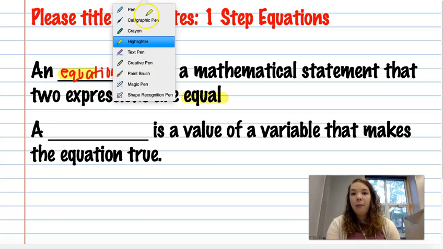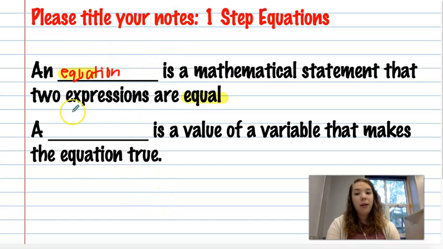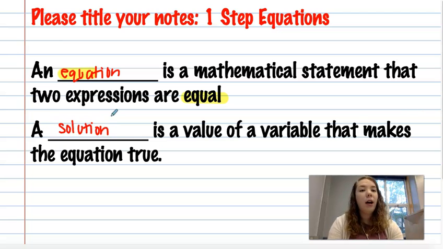So a blank is a value of a variable that makes the equation true. So this is a solution. So when we're solving for a variable, like we're solving for x, let's say x equals 2. What that means is if I plug 2 back in, both of my sides should end up equal. Okay? That's what solutions are, if you haven't been told before.